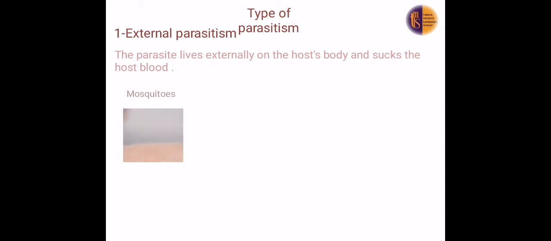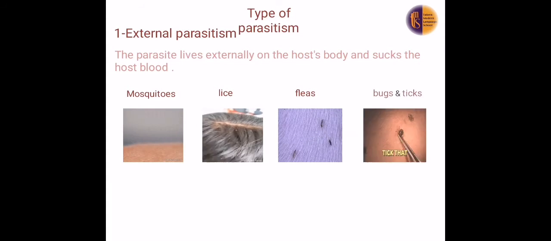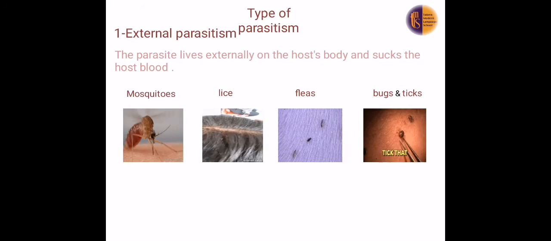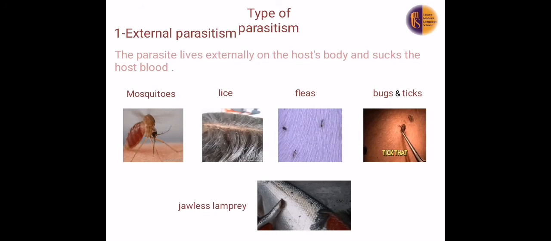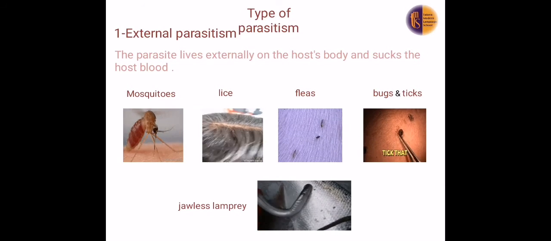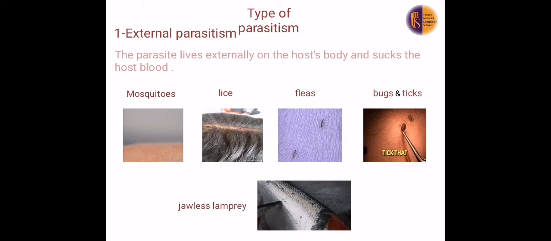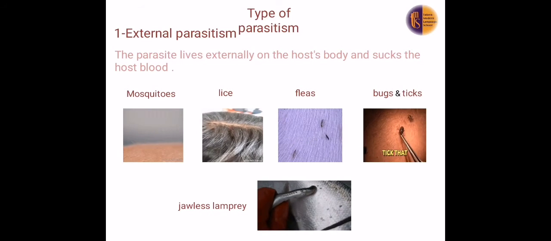Number one, external parasitism. What is the meaning of external parasitism? The parasite here lives externally on the host's body and sucks the host's blood, like mosquitoes, lice, fleas, bugs, and ticks. And also we have the jawless lamprey. All of these parasites live externally on the host's body and suck the host's blood. This type is called external parasitism.